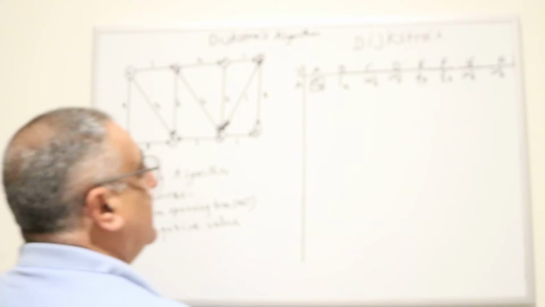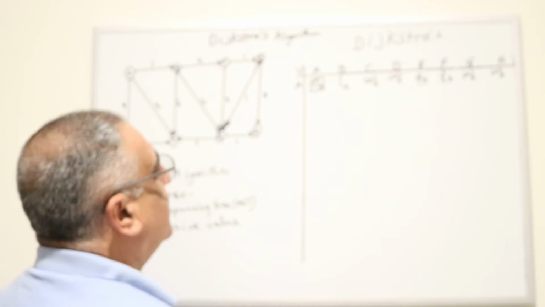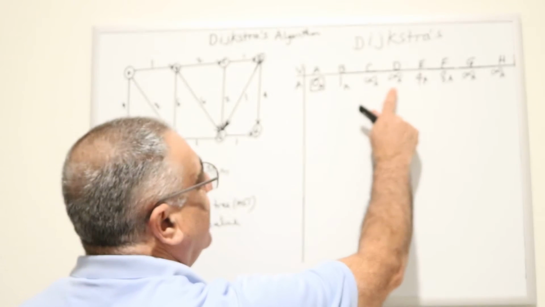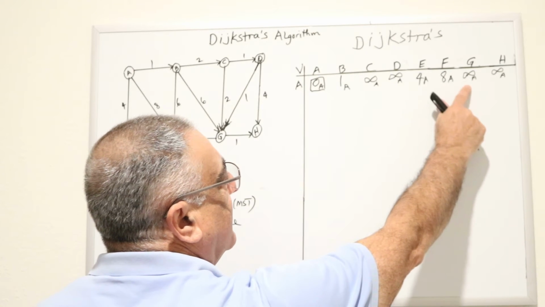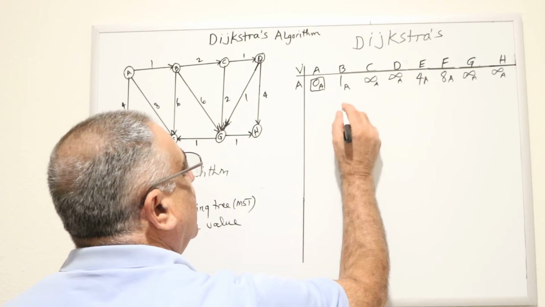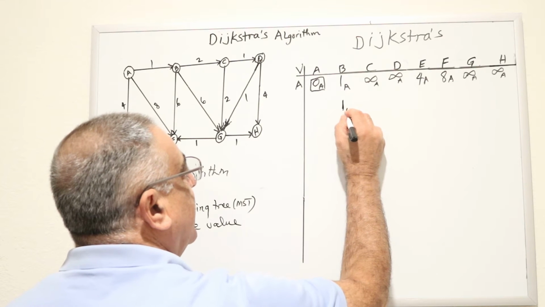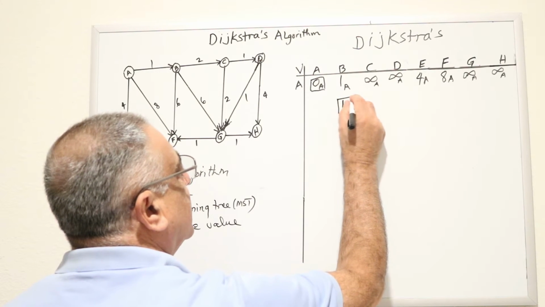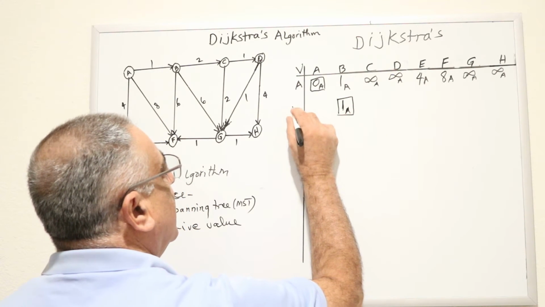Now, this is a directed graph, so all are connected. There is a 1, infinity, infinity, 4, 8, infinity, infinity. So the 1 happens to be the least cost, so I'm going to break that down. That's a B.